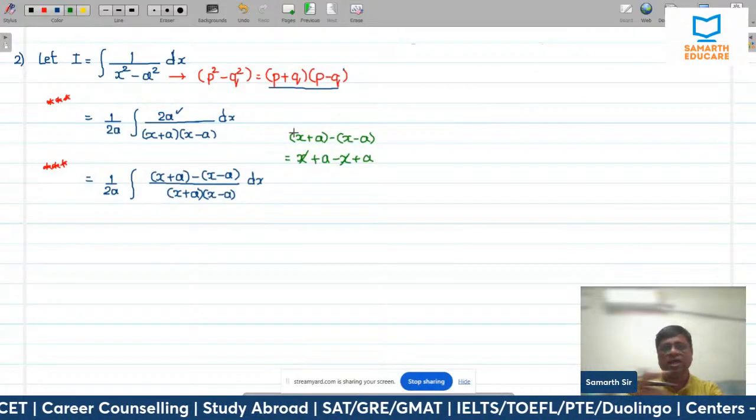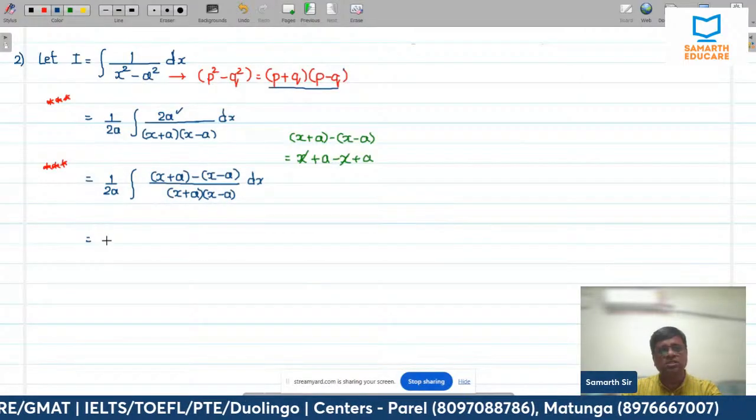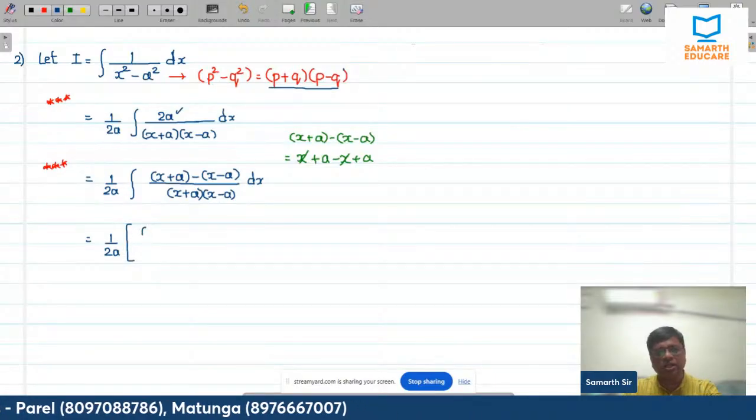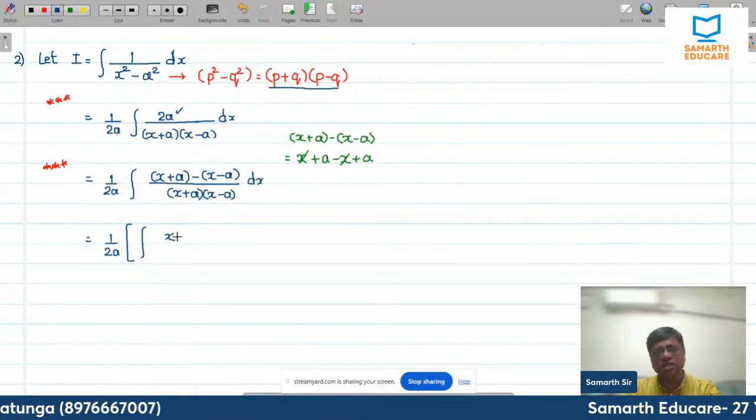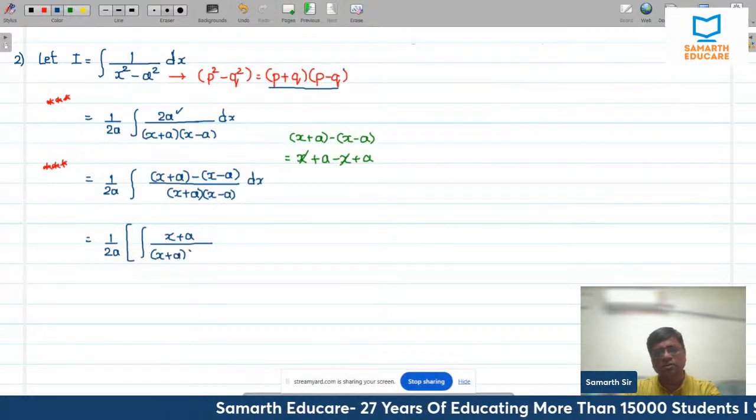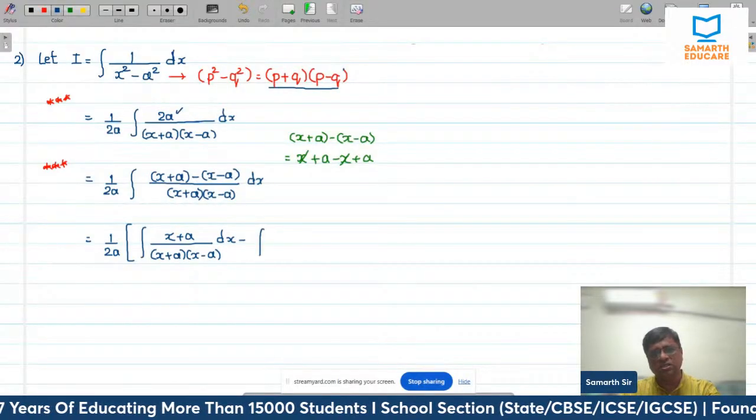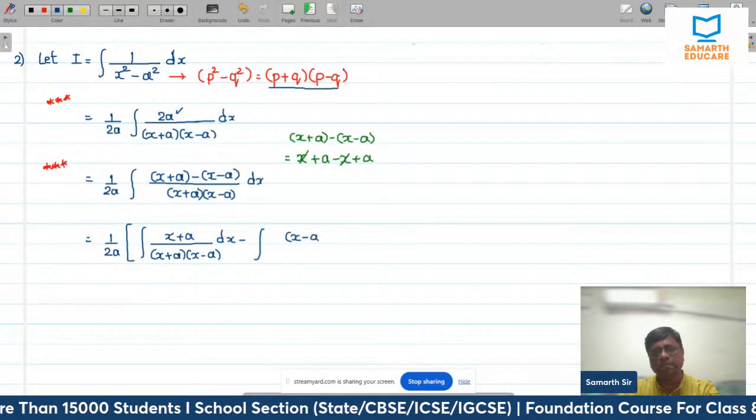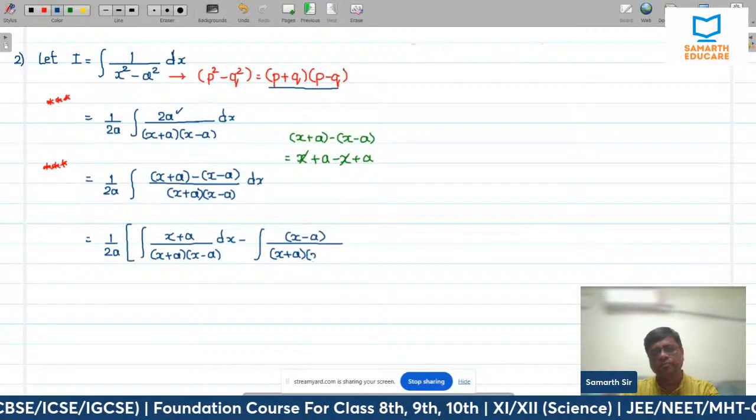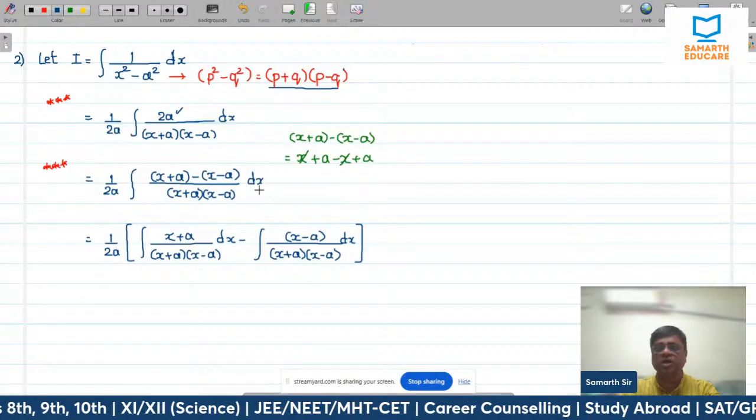मैंने x को add किया, x को subtract किया. That's the only thing you have to understand. Okay, once this is done, this theorem is very easy, this proof is very easy. इसको हम लोग separation करते हैं. Inside the bracket, first part is x plus a upon x plus a into x minus a dx, minus यहाँ पे आएगा x minus a upon x plus a into x minus a dx. Right? So we have created two parts, we have separated them.